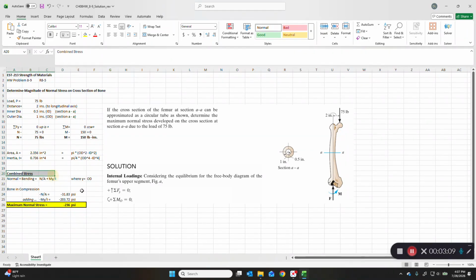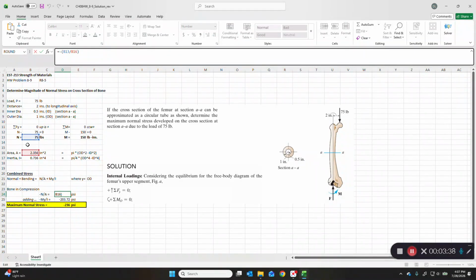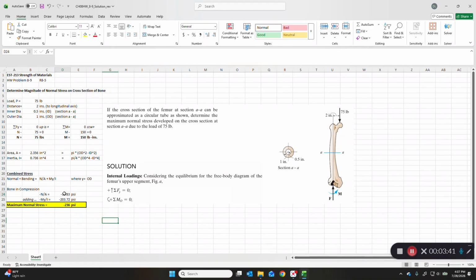So the combined stress on this is a combination of normal and bending. So normal we know is P over A or F over A. Here I'm calling it N over A. And bending, we've seen in a prior chapter is My over I, where y is the outer diameter in this example. So for the bone in compression, you're going to have N over A, which is going to equal 75 pounds over the cross-sectional area, but it's negative due to compression, so it's minus 31.83 psi, and then you have your bending stress.